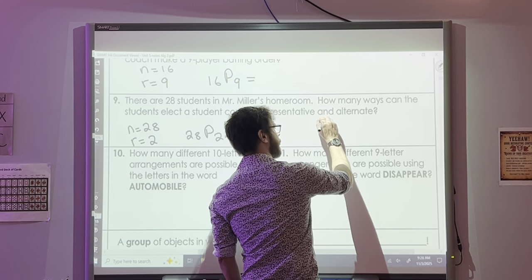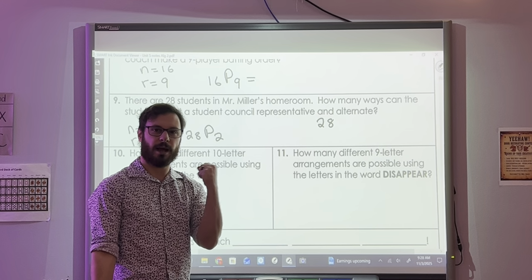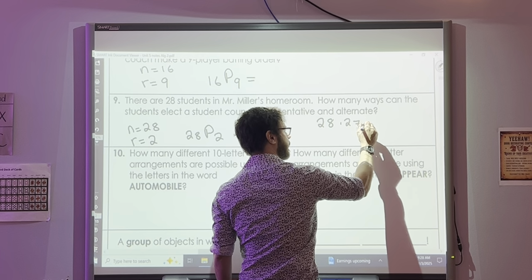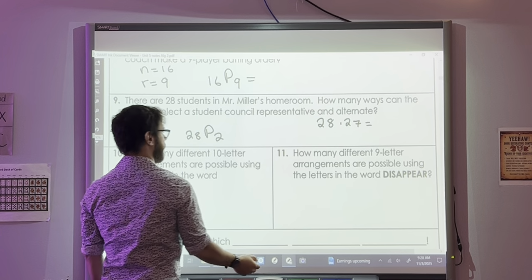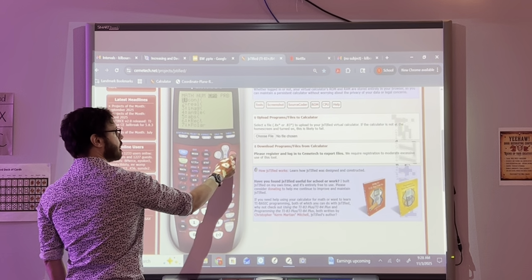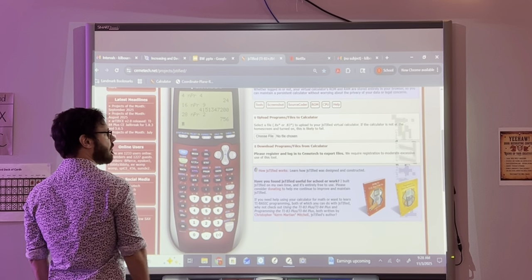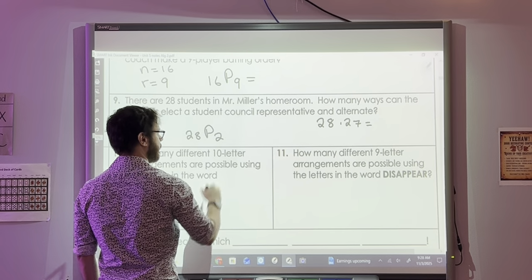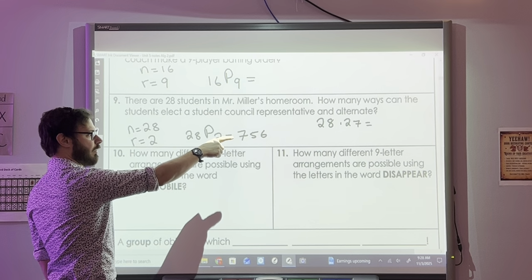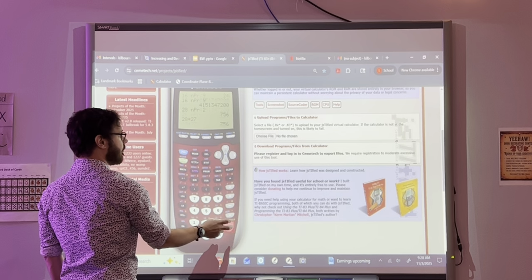Think about what this is saying. I have 28 kids I want to choose from. I pick 1. Could be any of the 28. Once I take that kid out, I only have 27 other kids to choose from. Let's look. 28P2. 756. Is that the same thing as 28 times 27? Yeah.